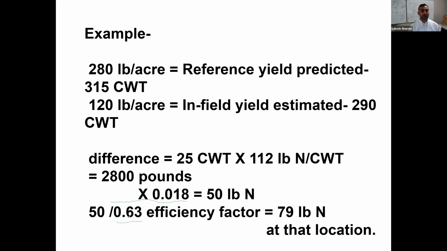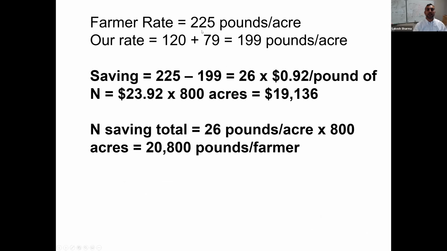So when we consider that efficiency factor, the total nitrogen required was 79 pounds to meet 350 hundredweight of potatoes. And if we go ahead, the farmer rate was 225 pounds. That was what the farmers were planning to do. Our rate was 120 plus 79, almost 199 pounds per acre.